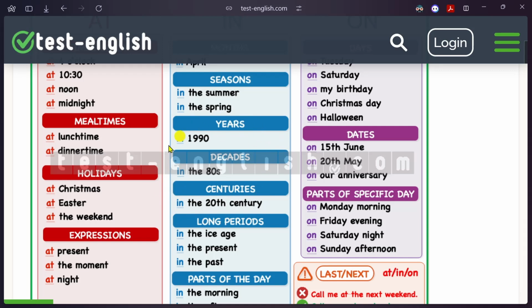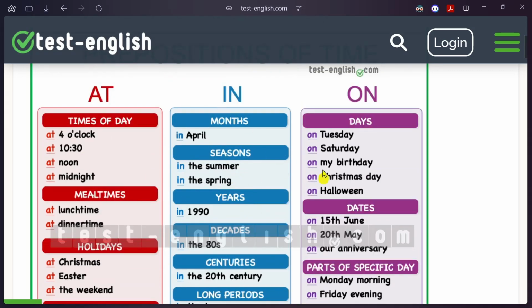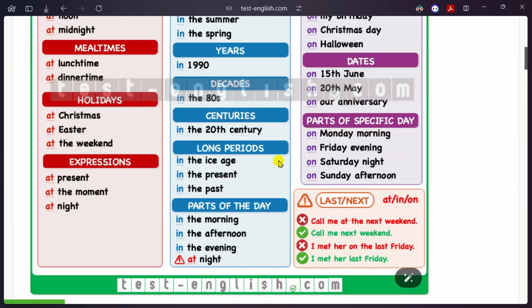Years, you can use in. Seasons as well, and months. Okay, these long periods of time, you see? In. Centuries, you know centuries, right? 20th century, 21st century. Long periods. Now we're in the 21st century. Or according to Buddhism, we are in the 26th or 27th century. Long periods of time, in the Ice Age.